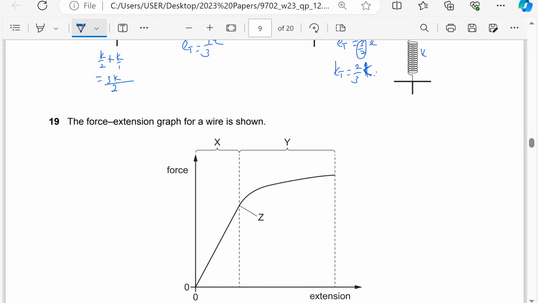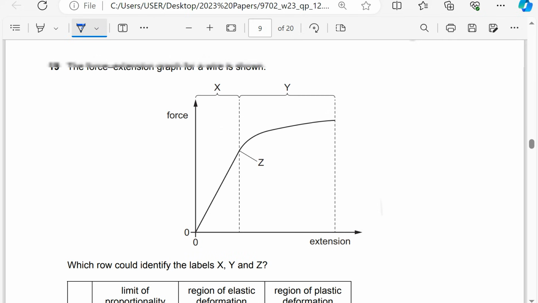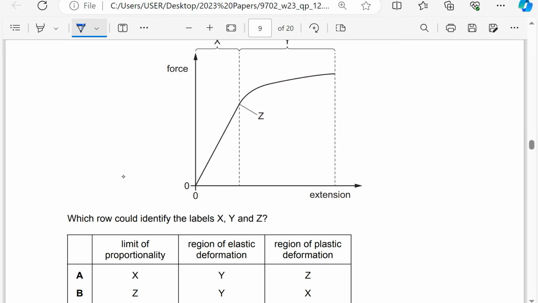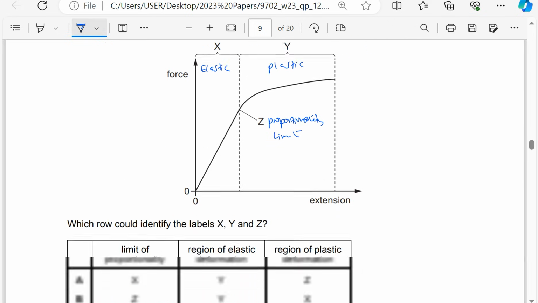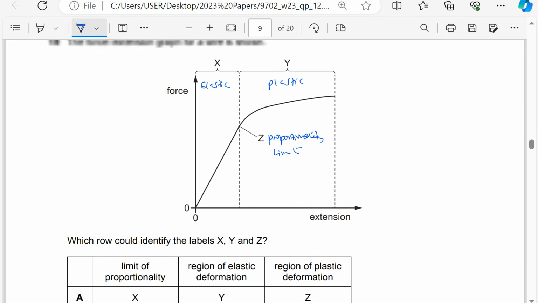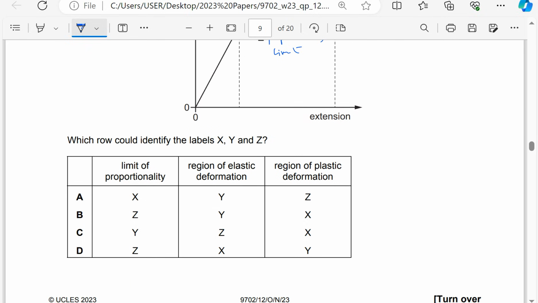The force extension graph for a wire is shown. Which row could identify the labels X, Y, and Z? Of course, this one is the elastic region, and this must be the plastic region. But the straight line stops here, so this is the proportionality limit. Okay, let's check. X must be elastic, Y plastic.